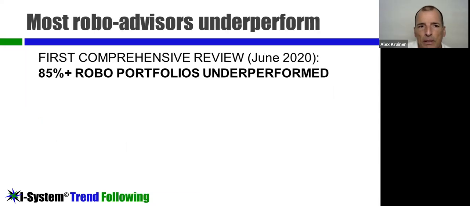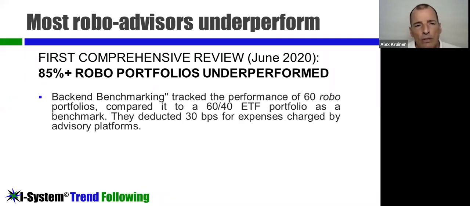The other bit of empirical data is that about a year ago, we saw the first comprehensive review of robo-advisory performance, which found that more than 85% of all portfolios traded by robo-advisors underperformed. So we're talking about professional money management, not just individual traders. The company called Backend Benchmarking tracked the performance of 60 robo portfolios, compared it to a 60/40 ETF portfolio as a benchmark, and deducted 30 basis points for expenses charged by advisory platforms.